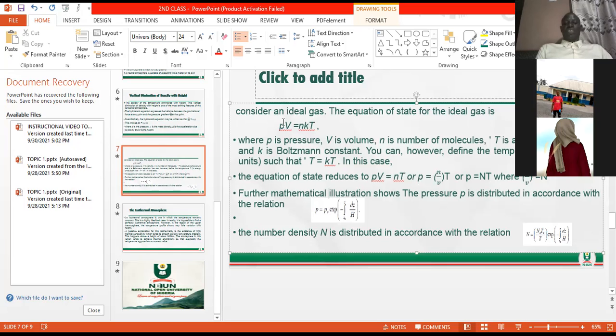Pressure times volume. What did you look at? What is here? PV here, or let's start from here. P here equals to NT. Then they substituted the P naught here. That's what they just brought into this place. And they now say that the density is inversely proportional to this height. So N here, which is the density, shows clearly that it's inversely proportional to height.